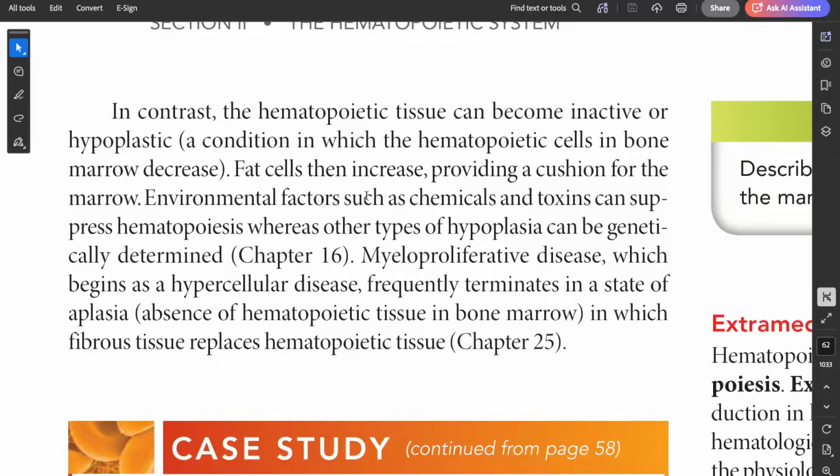Actually, this myeloproliferative disease begins as a hypercellular disease, then comes to the state of aplasia, absence of hematopoietic tissue in the bone marrow, in which fibrous tissue replaces hematopoietic tissue. In simple words, in myeloproliferative disease, there is proliferation of these cells initially, but then these cells are replaced by fibrous tissue.